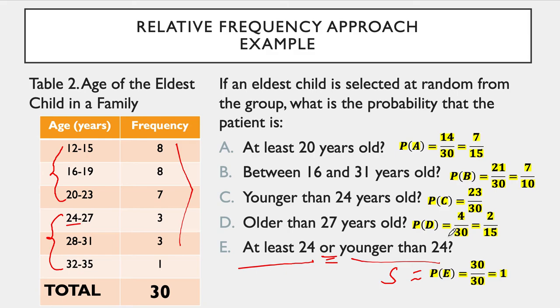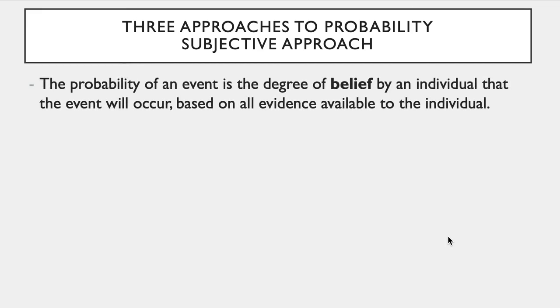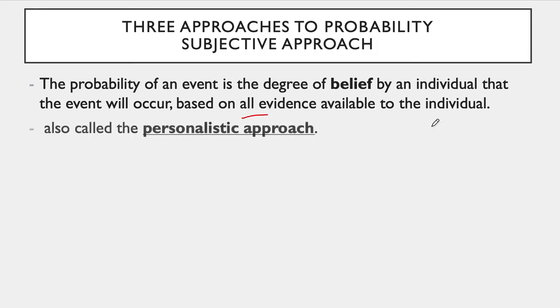Okay, so that's the relative frequency approach. Next is our subjective approach, because we call this subjective because the probability of an event is the degree of belief, gut feel, or feeling, by an individual that the event will occur based on all evidence available to that individual. So this is why it's sometimes called the personalistic approach.